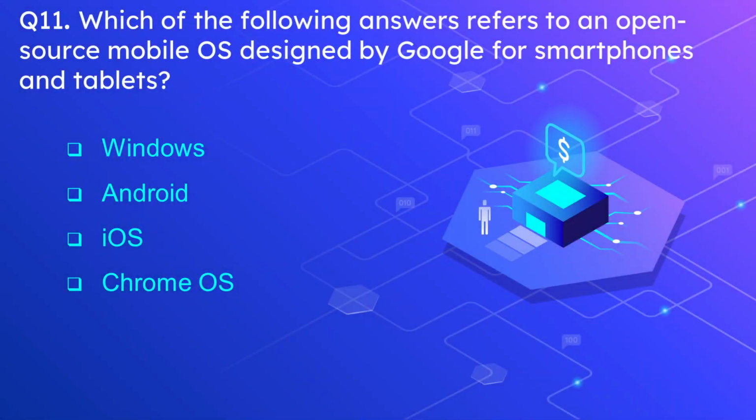iOS. Question number 11 is that which of the following answers refers to an open source mobile OS designed by Google for smartphones and tablets? And the options are Windows, Android, iOS, Chrome OS. So the correct option is Android. So Android is the Google OS for smartphones and tablets, while iOS is the Apple OS for mobile and smartphones and tablets.